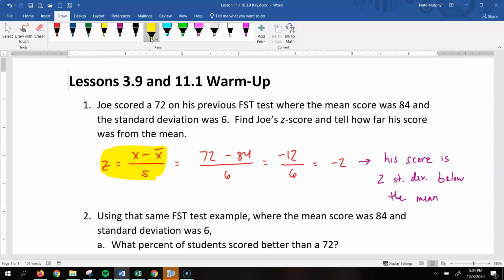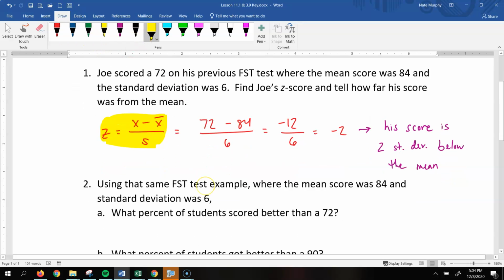Now you've got to be careful. It's not always the biggest number minus the smallest number. Sometimes your mean is bigger, sometimes it's smaller. In this case, the mean is bigger than the score that Joe got, and so we end up with a negative number. That's all right, that's the way it's supposed to be. So we have negative 12 divided by 6, which gives us negative 2. That means his score is 2 standard deviations below the mean. That's how we would interpret that answer.